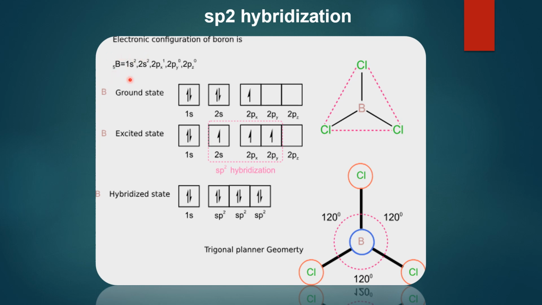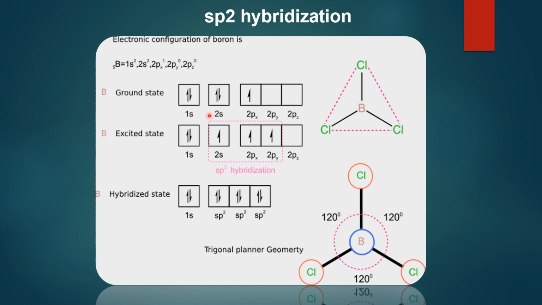Coming to the ground state electronic configuration of the boron atom, its outermost level has 2 electrons at the 2s level and only 1 electron at the 2px level. In the excited state, you should do the excitation process, which means you jump 1 electron from the lower energy level, the 2s level, to the next level, the 2py level. Now it has only 1 electron at the 2s level and 1 electron each at the 2px and 2py levels.